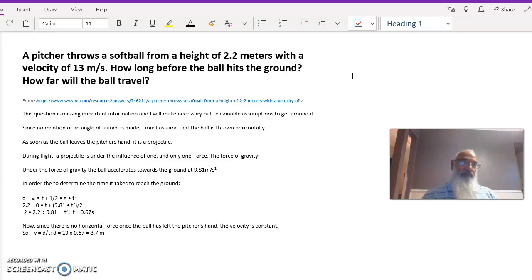So obviously, for us to be able to solve an equation, we need to have a single variable. And that is why this is the only equation that we can use in this situation. All right, so once we have that information plugged in, all we do is solve, and we get a value of t equal to 0.67 seconds.